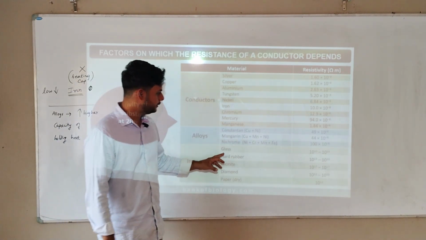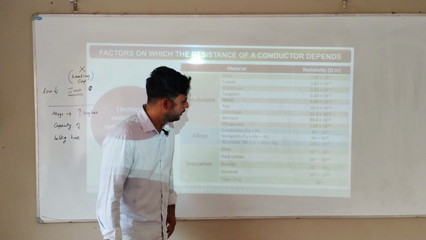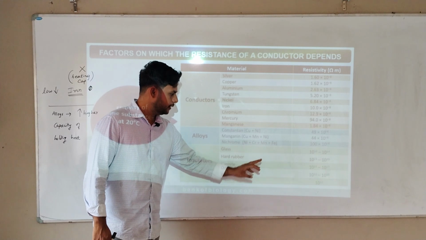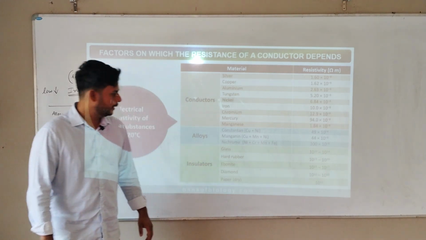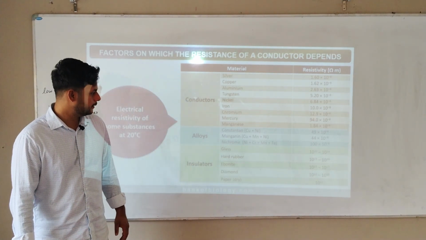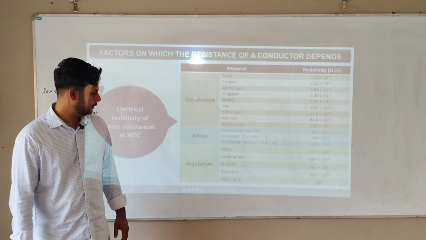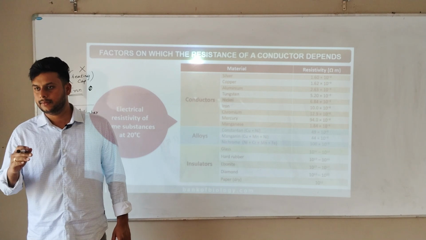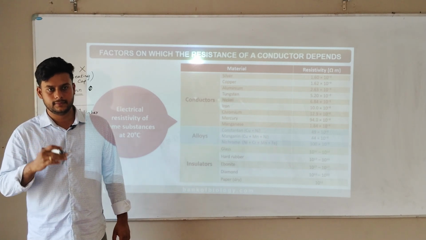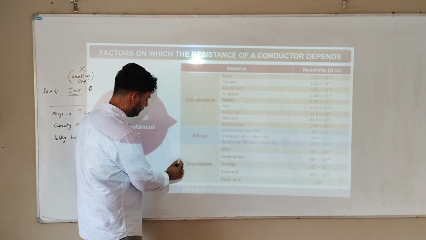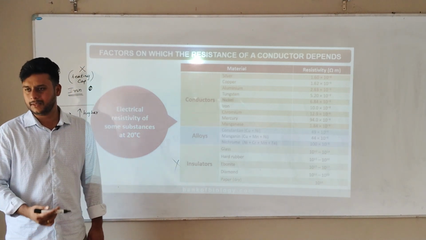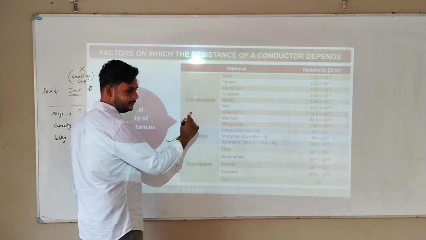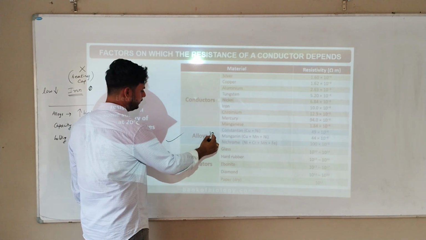Last, insulators: glass 10 power 10 into 10 power 14. Paper 10 power 12. Diamond 10 power 12 to 10 power 13. Hard rubber 10 power 13 to 10 power 16. Ebonite 10 power 15 to 10 power 17. So that much resistivity is high. Current cannot pass. Very tough. In alloys, current passes easily, and it has high resistivity.